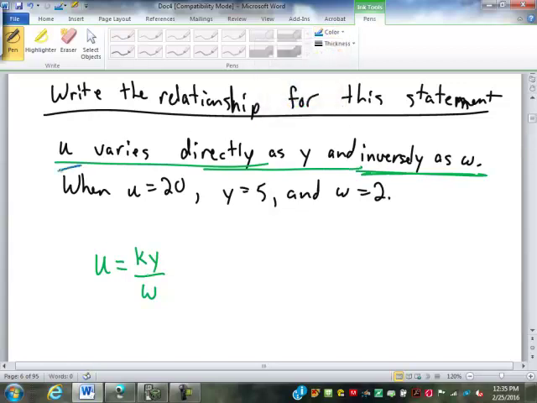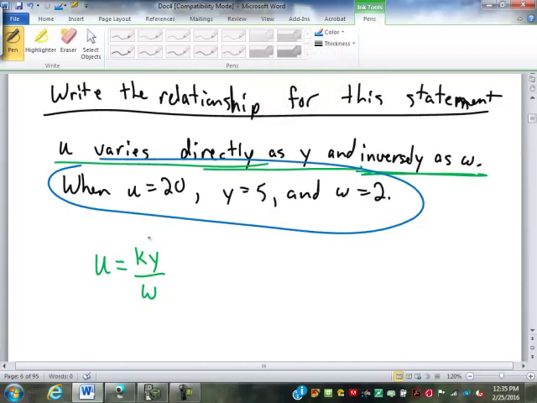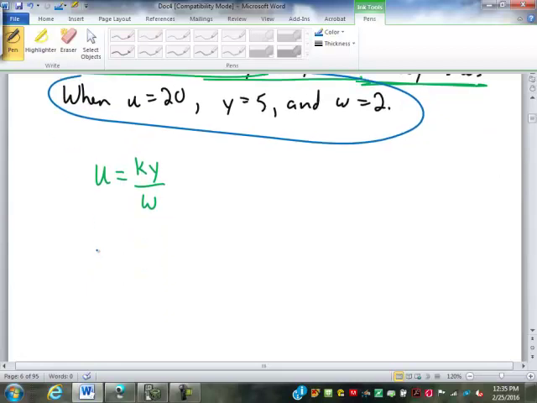That more information is this right here, which will allow us to find the value of k and put k in there. It's not just enough to find k, you have to write the formula then again with k in there. So k is just a constant. You have to figure out what that constant is because it's different for each relationship. So 20 equals k times y is 5, divided by w, which is 2.